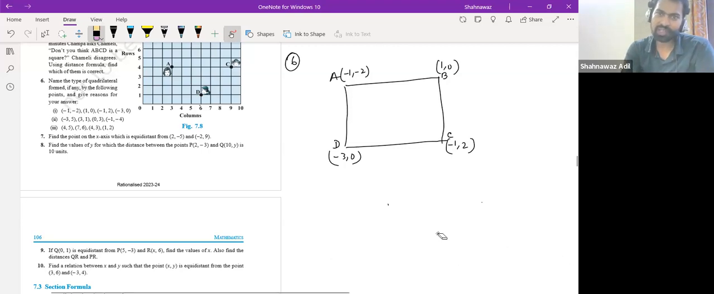So first we have to find out the sides. So this was Rizwan's turn. So Rizwan, just quickly calculate and tell me what the sides are.